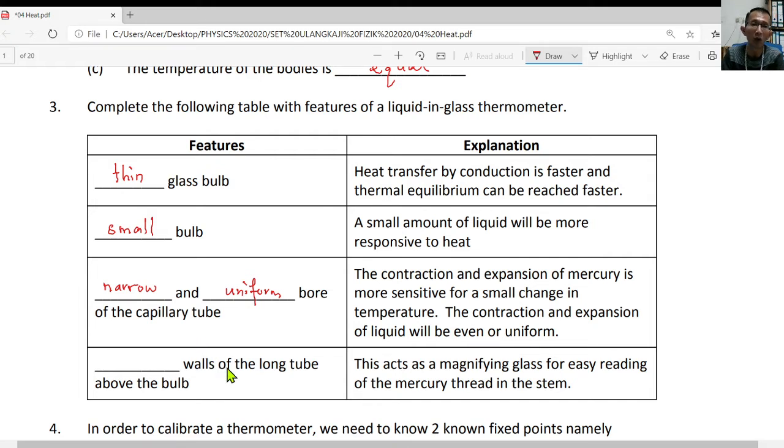Next, the wall of the long tube above the bulb must be made thick. What is the purpose of having thick walls on the long tube above the bulb? It will act as a magnifying glass to ease reading. So those are the features of a liquid-in-glass thermometer.